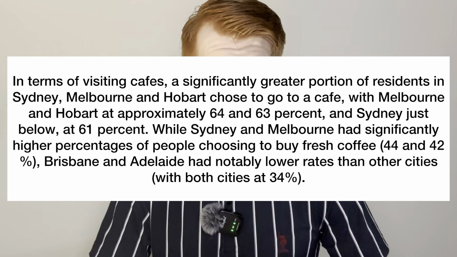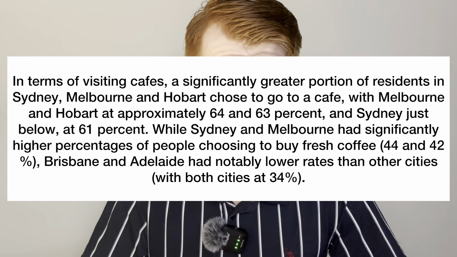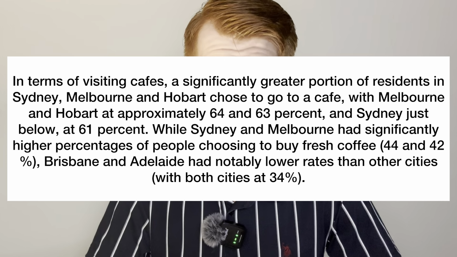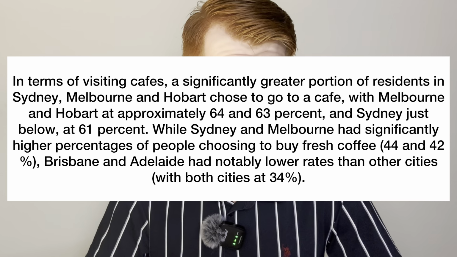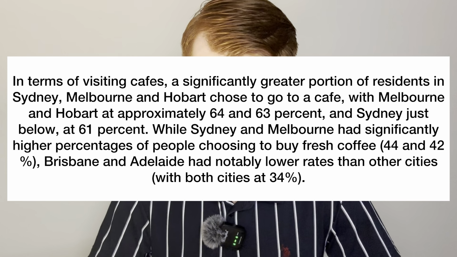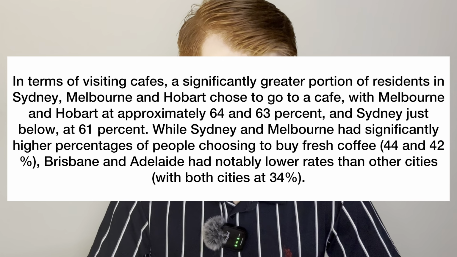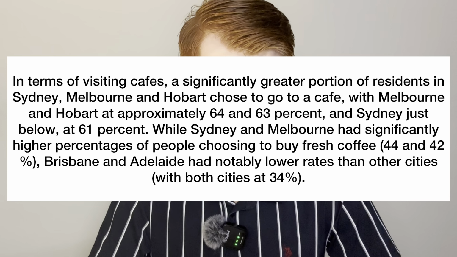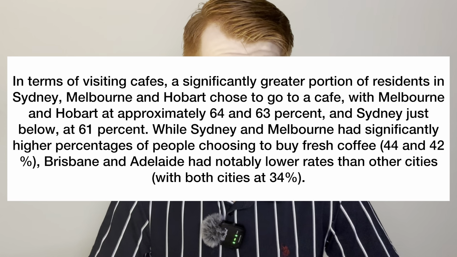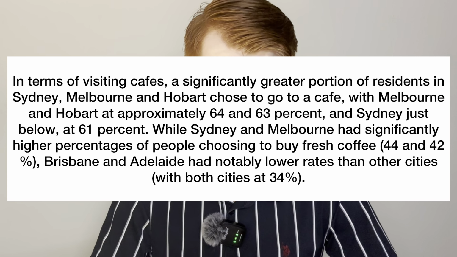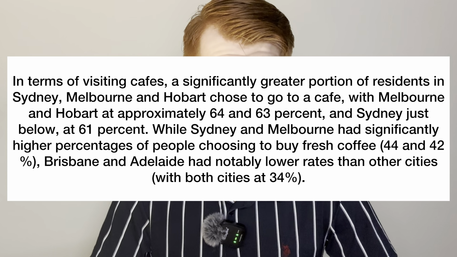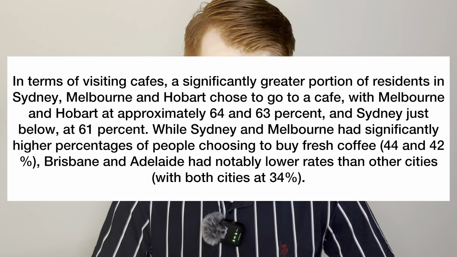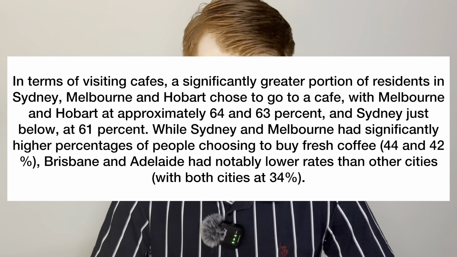Now, if we look at main body number 1, in terms of visiting cafes, a significantly greater portion of residents in Sydney, Melbourne, and Hobart chose to go to a cafe, with Melbourne and Hobart at approximately 64 and 63%, and Sydney just below at 61%. While Sydney and Melbourne had significantly higher percentages of people choosing to buy fresh coffee, 44 and 42%, Brisbane and Adelaide had notably lower rates than other cities, with both cities at 34%.